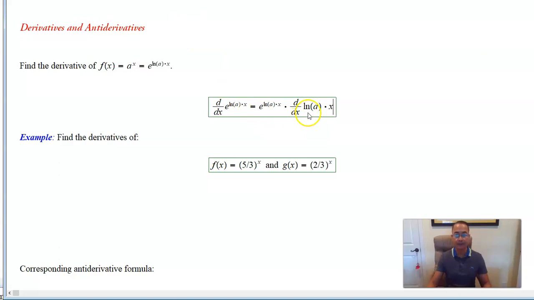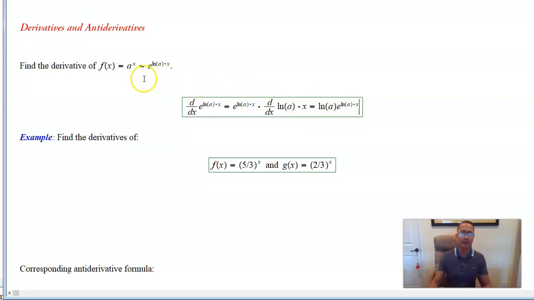I want to point out something very important. x appears only once in this product. That's ln of a, it's not ln of x. In other words, ln of a is just a constant. You don't use the product rule, you simply use the constant multiple rule. So this is simply ln of a times the derivative of x, which is just 1. So all we get is ln of a. However, there is still this part. This part does not go away. So we get ln of a times e to the ln of a times x.